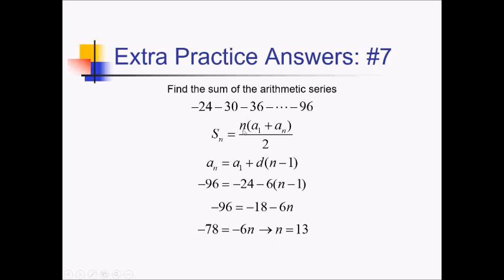So we have 13 times negative 24 minus 96 all over 2. This is, let's see here, negative 120 over 2 is going to be negative 60. 6 times 13 is 78, so negative 60 times that is going to be negative 780.